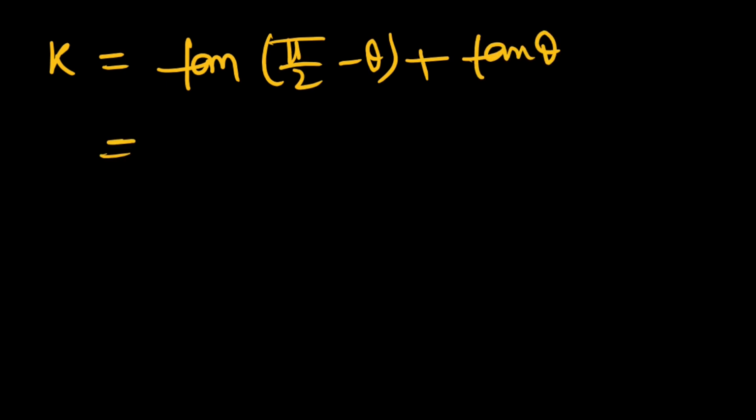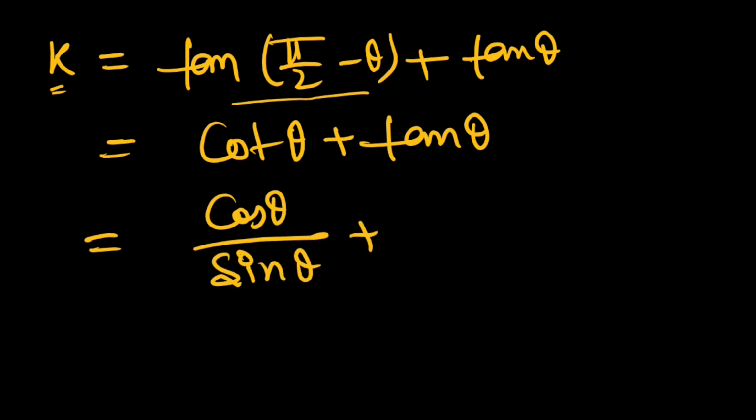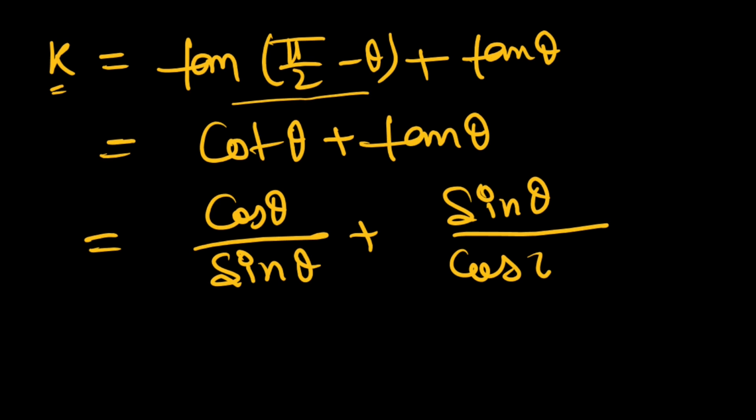We know tan changes at pi by 2. Therefore this converts to cot theta plus tan theta. Now we convert this whole expression into sine and cos functions. Actually we want to find the value of k. So that is cos theta by sine theta plus sine theta over cos theta. The LCM is sine theta cos theta.